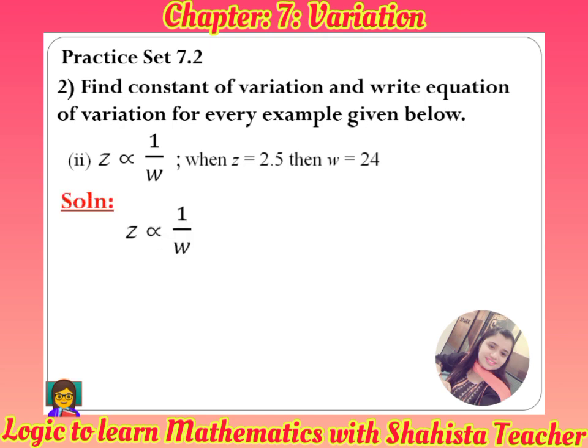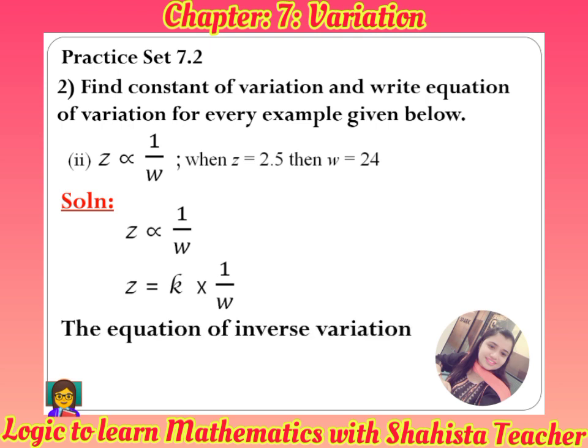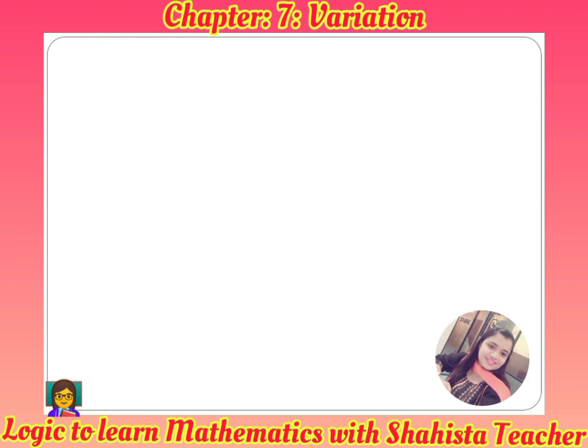So first write the solution: z inversely varies as 1 upon w, where z is equal to k multiplied by 1 upon w. z is equal to k multiplied by 1 upon w, the equation of inverse variation, where z multiplied by w, zw, is equal to k, where k is a constant. Here k is a constant. zw is equal to k is the equation of variation. Simply we did the cross multiplication.